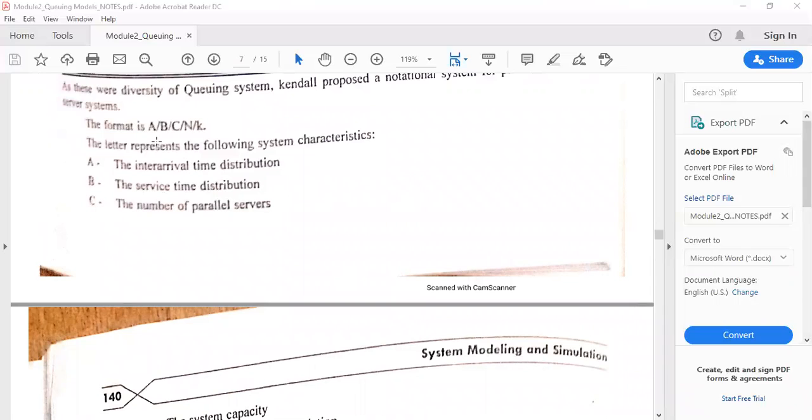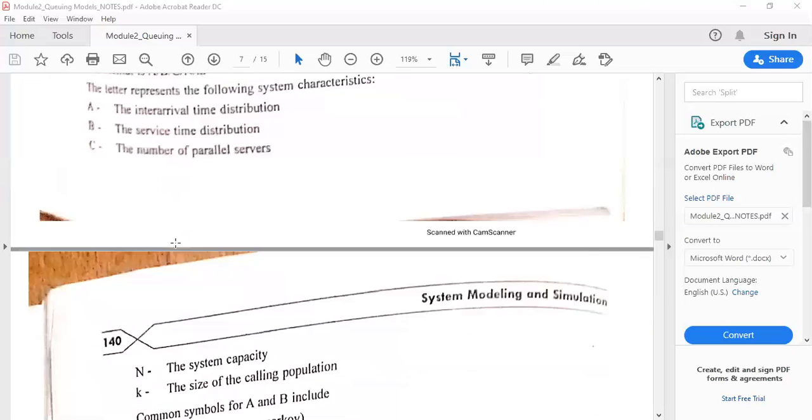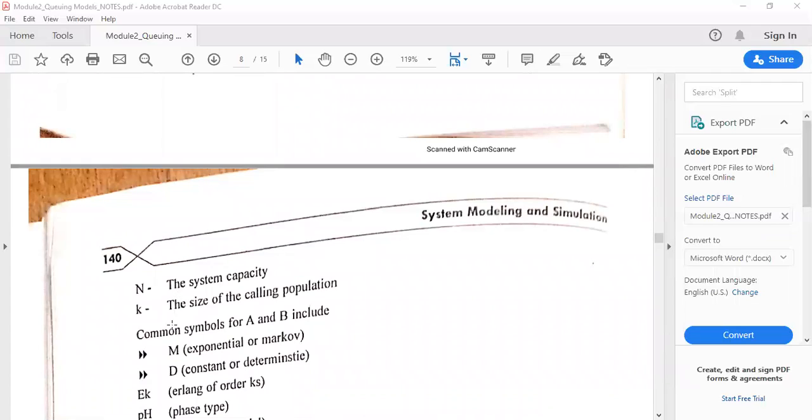So the general format of any queuing system is A/B/C/N/K, right? A is the interarrival time, B is the service time, C is the number of parallel servers, N is the system capacity, and K is the size of the calling population.